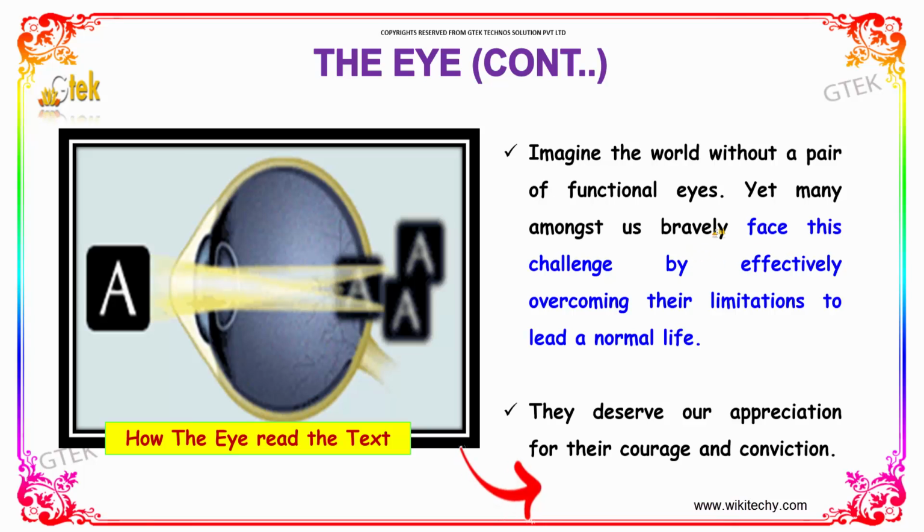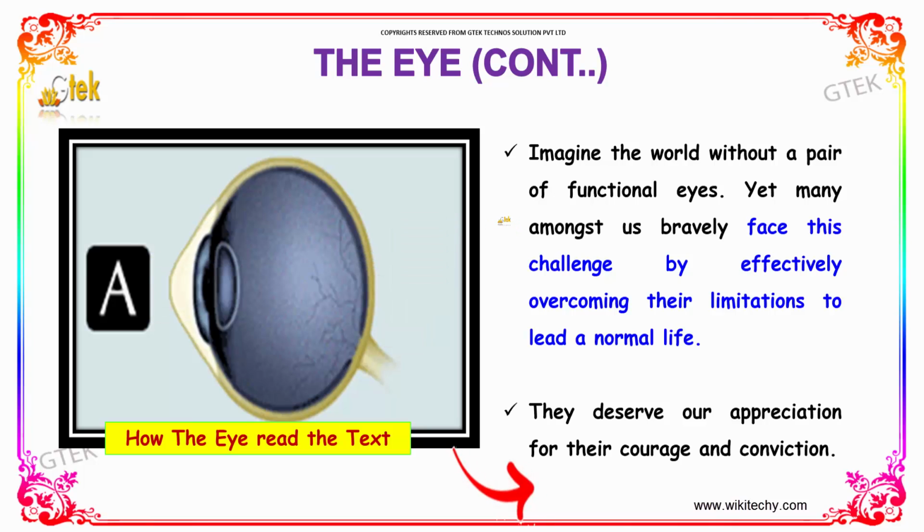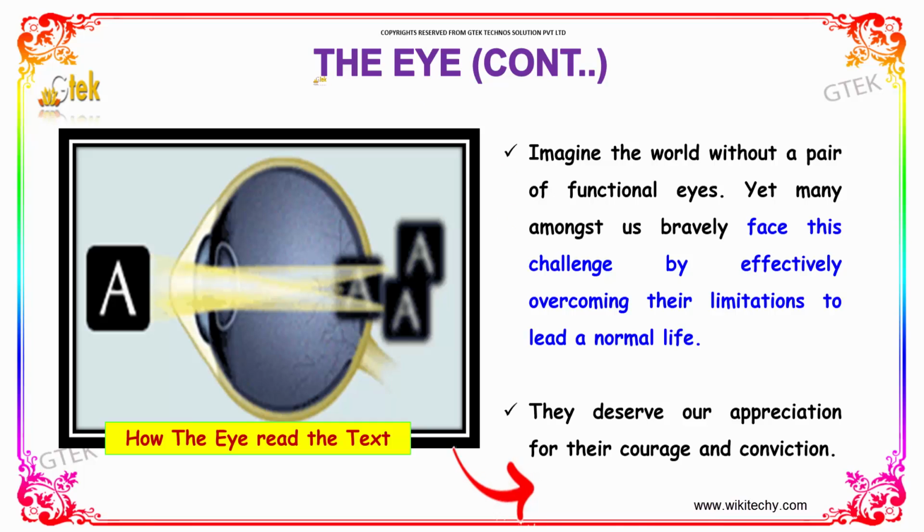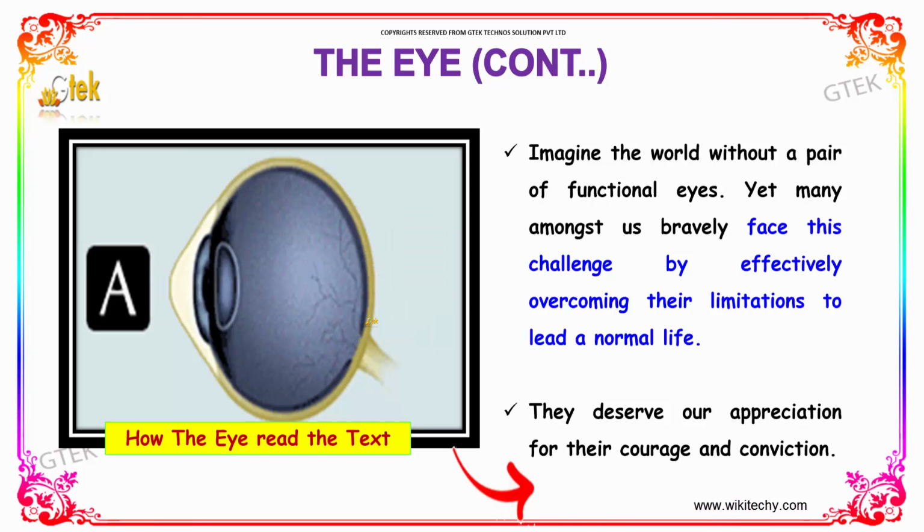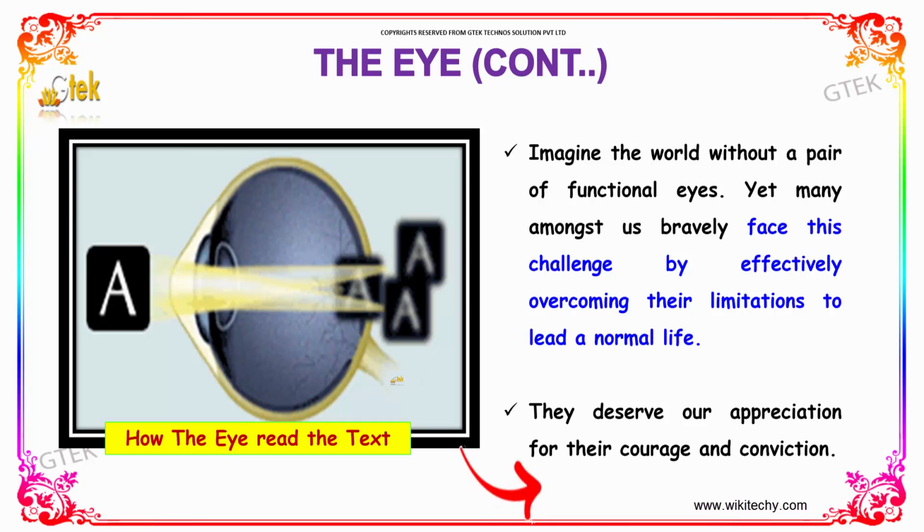So let's imagine the world without a pair of functional eyes. Yet many amongst us bravely face this challenge by effectively overcoming their limitations to lead a normal life. They deserve our appreciation for their courage and conviction. So this is how the eye is used to read the text.